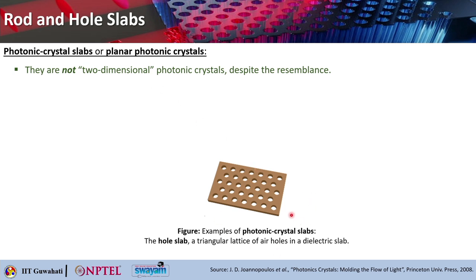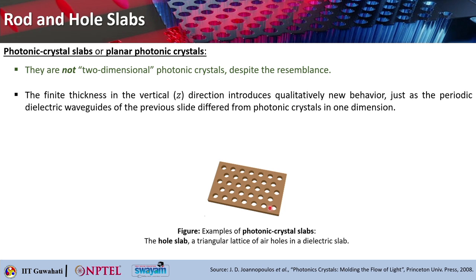In the case of a two-dimensional photonic crystal, the cylindrical holes would have been infinitely long, but that is not the case here. This shows a hole slab, which is a triangular lattice of air holes in a dielectric slab, but with a finite thickness. Because of this finite thickness in the vertical or z direction, if you consider the thickness axis to be z, that introduces qualitatively new behavior, very similar to the periodic dielectric waveguides we discussed. They also differ from one-dimensional photonic crystals because of their finite height or thickness.